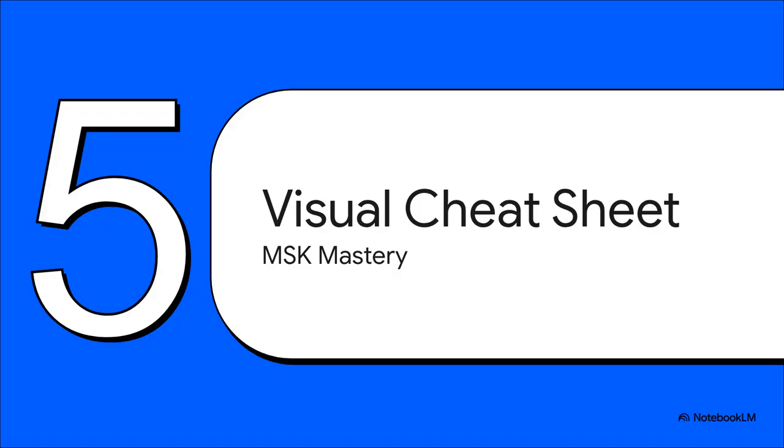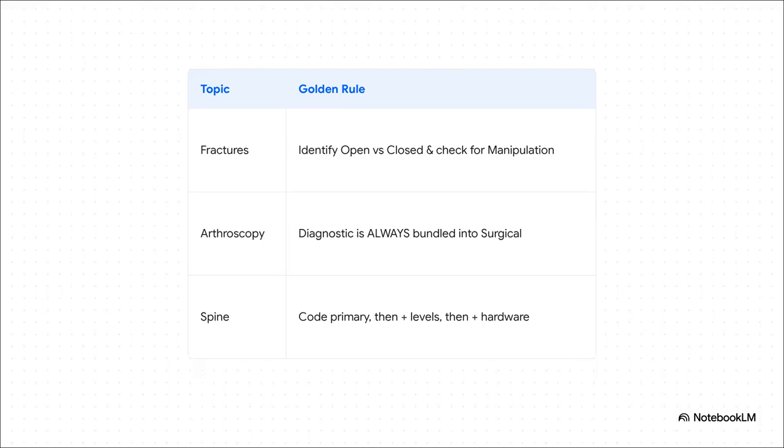And finally, Section 5, Visual Coding Cheat Sheet, Musculoskeletal Mastery. We're wrapping up, so definitely take a screenshot of this summary. The crucial points are all consolidated right here. Let's recap. For fractures, differentiate open versus closed treatment and strictly scan for manipulation. For arthroscopy, remember the diagnostic scope is always bundled into the surgical scope in the same joint. And for the spine, build your claims sequentially. Primary approach first, then add on levels, then add on hardware.